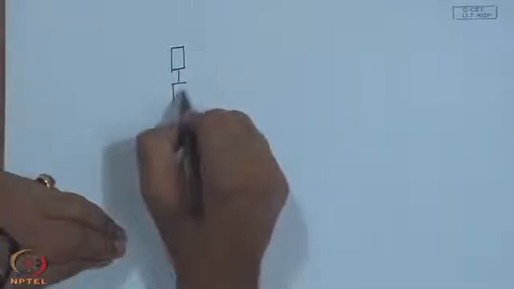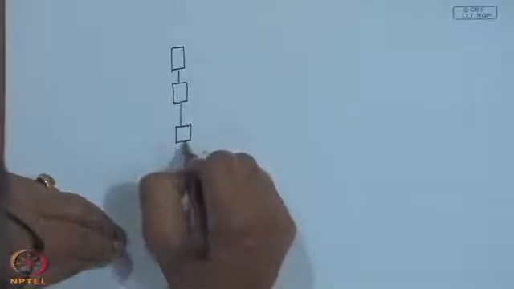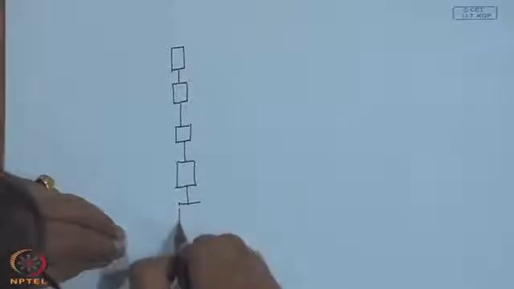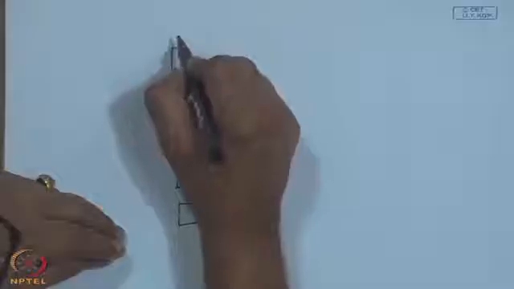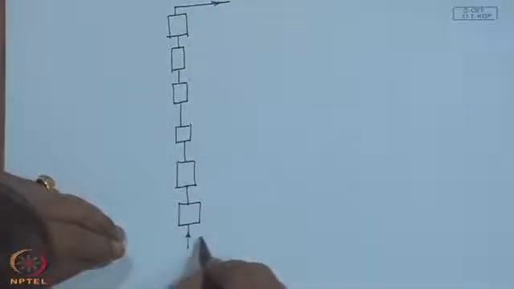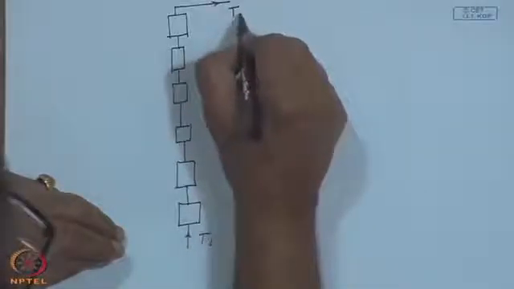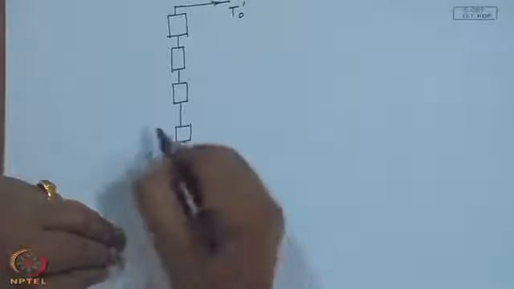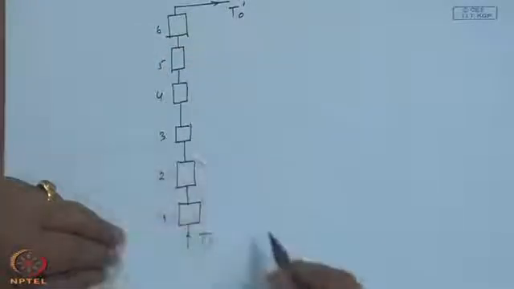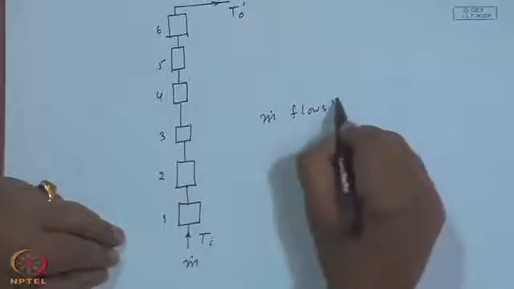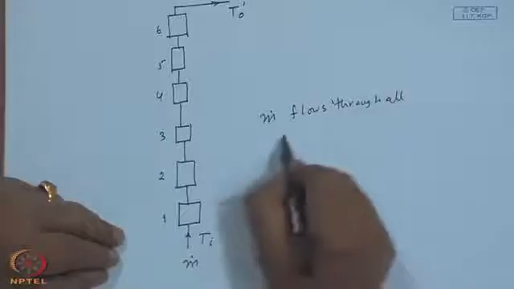Instead, I will have the arrangement like this. They have become a little smaller because I have to adjust it in the height of the paper in the landscape mode. That is it. So, this enters at T I. In general, this may go out at T O dashed, which may be different from T O when they were all in parallel. This is collector number 1, 2, 3 and 6. m dot, so m dot flows through all collectors.